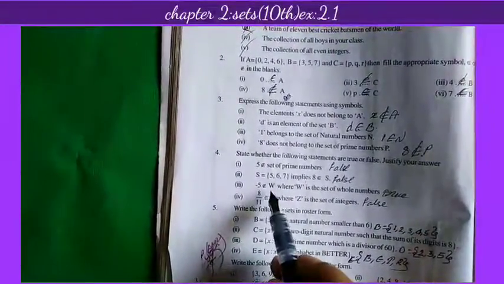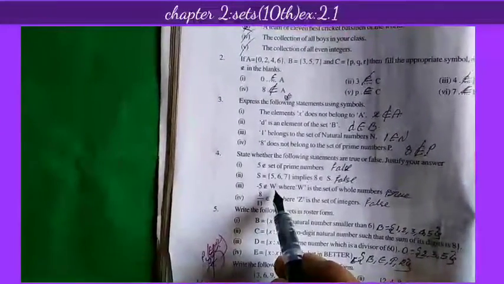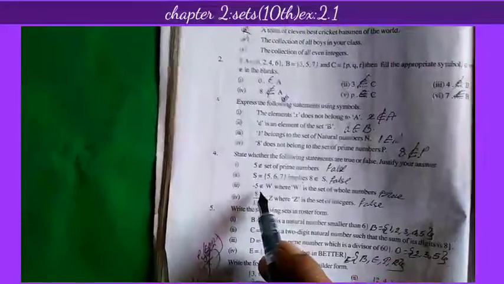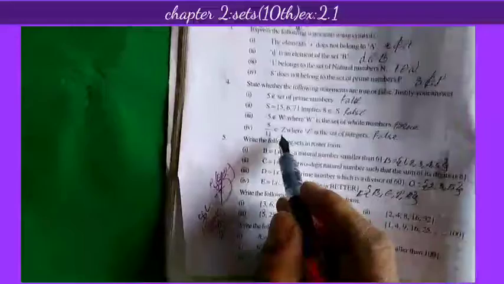5 minus 5 does not belong to W. Yes, W is denoted as whole numbers. So whole numbers do not contain negative numbers. So it is a right statement. So we write true.